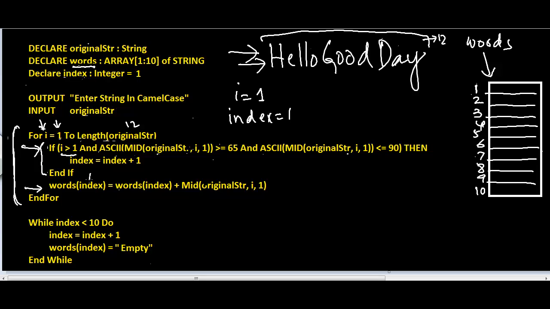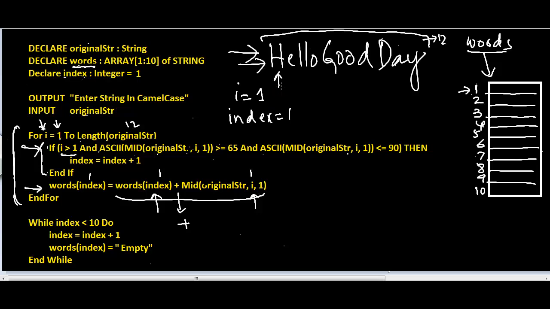So this effectively becomes words 1 equals words 1 plus mid original str comma, and the value of I is also 1, so mid original str comma 1 comma 1. Now what this is doing on the right hand side is it is trying to join two strings together. One of the string values is what is held in words 1. So this array words and this box 1, the first element, has no value inside it right now, so it is blank. Plus this blank value plus the character that is going to be returned by the mid function. The mid function is going to return the first character, because the value of I is 1 right now.